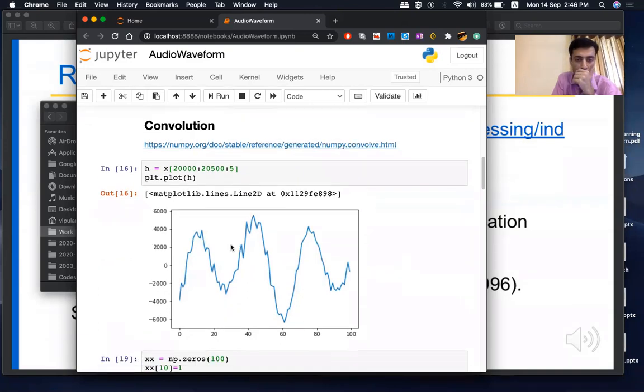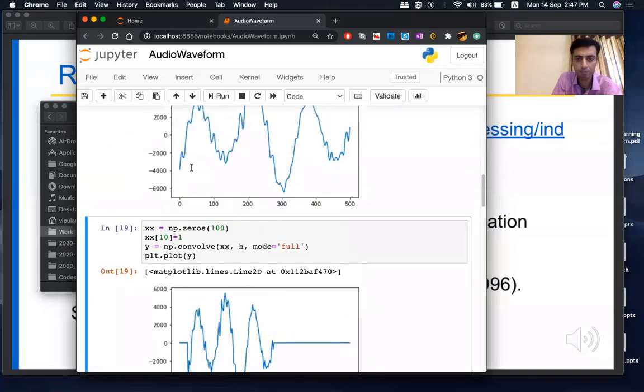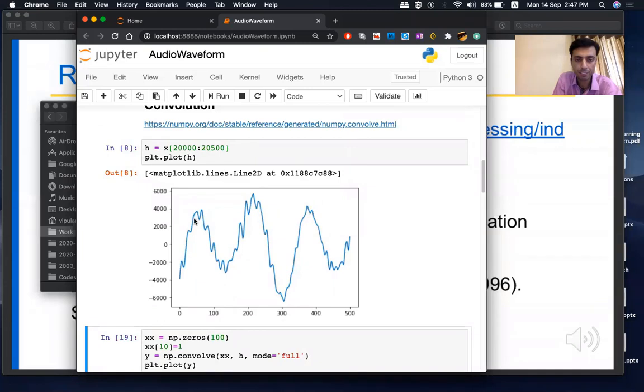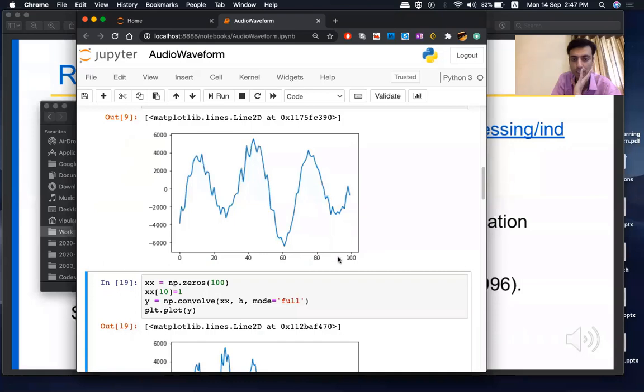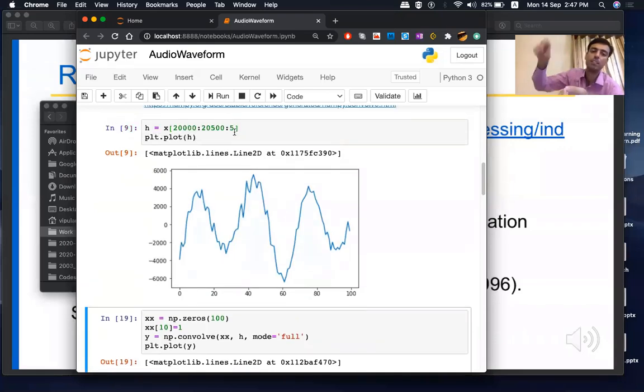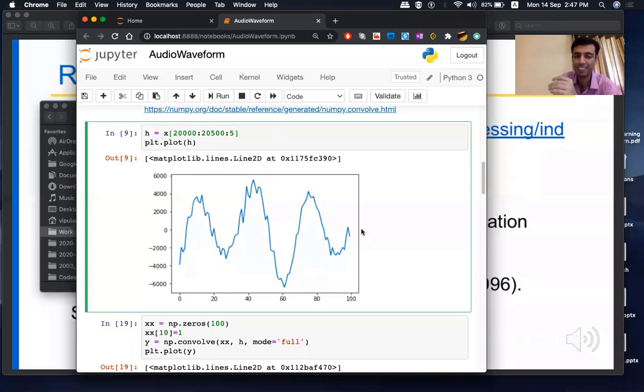So I extracted a small snippet; you can see my h is x going from 20,000 to 20,500. The length of this signal will be 500. But I don't want to take one value at every sample. I want to take one after every five samples. Now you see the length reduces to 100. Basically I'm picking samples at intervals of 5, so that my sampling frequency is reduced 5 times. I could make it even smaller, but that is all right. This is just to make the array length smaller.